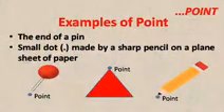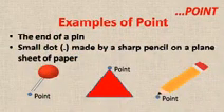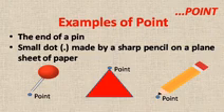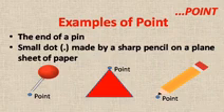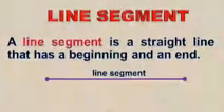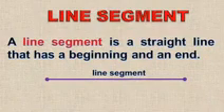In this slide, you can see some examples of a point. The end of a pin, a small dot made by a sharp pencil on a plain sheet. Moreover, a corner where any two walls and the roof of a room meet suggests to us the idea of a point.